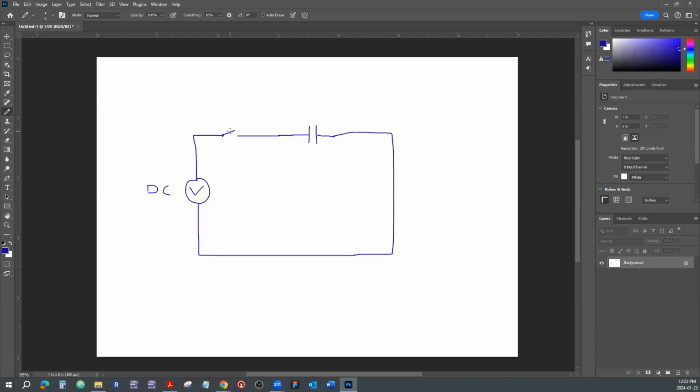What's going to happen when we close the switch? When we close the switch, we're going to have plus, minus, for example. If we consider conventional current flow, which means we're assuming the current flows from positive to the negative, we're going to have current I going through the circuit.